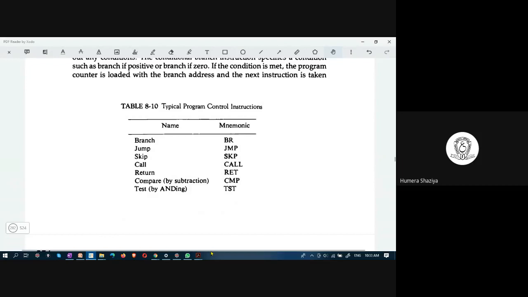Branch, BR. Branch we studied there are two types, branch unconditionally, BUN, and BSA. Additionally, here the general branch is given as BR, jump JMP, skip SKP, call CALL, return RET, compare CMP, test TST. These are program control instructions.